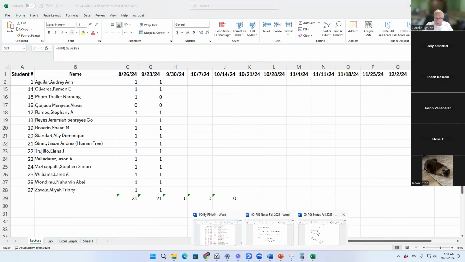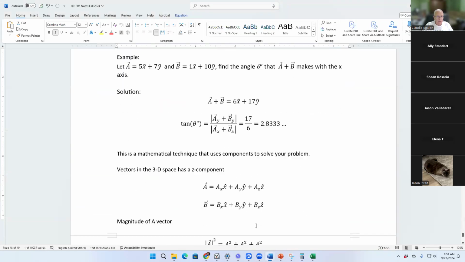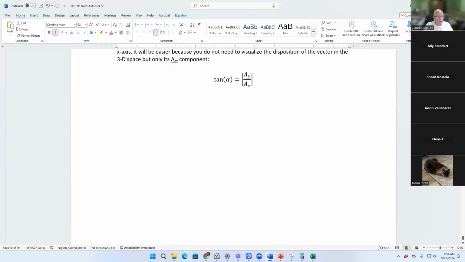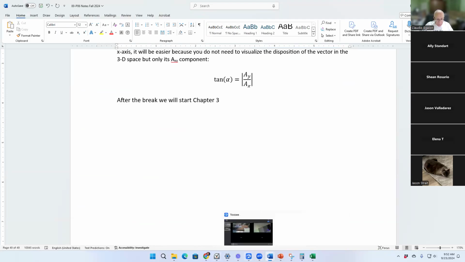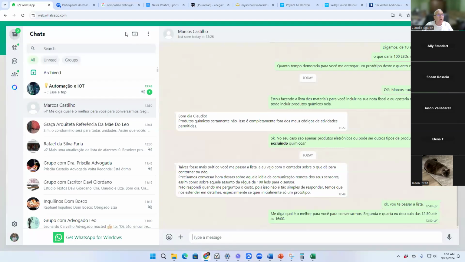9:51, and let's go to our break. And when we return, we continue, we start chapter 3, okay? After the break, we will start chapter 3. And let's take a look here, the book.